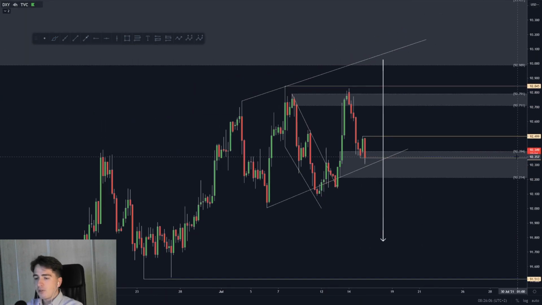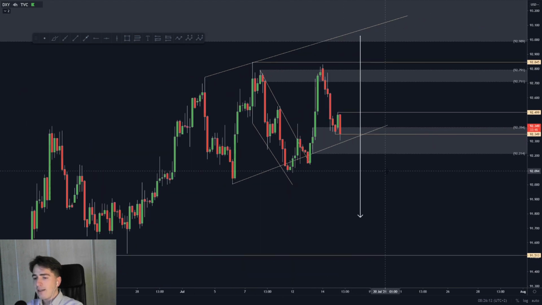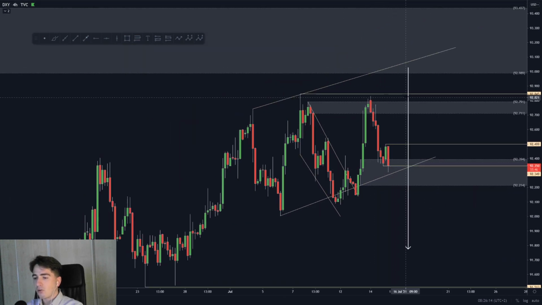Let's say we do move lower, I will be looking for shorts only once we break out of this lower ascending trend line. However, I do still have faith that the dollar will push up higher, back up in towards 92.845. So that's the DXY for you.